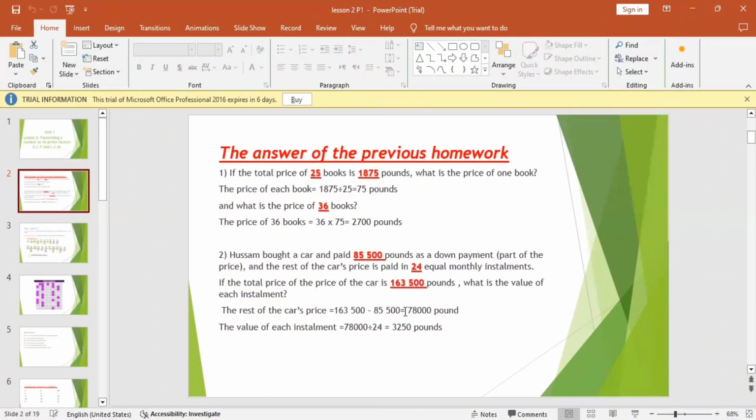Now I have to share this amount by 24 months. So each month I have to pay £3,250.